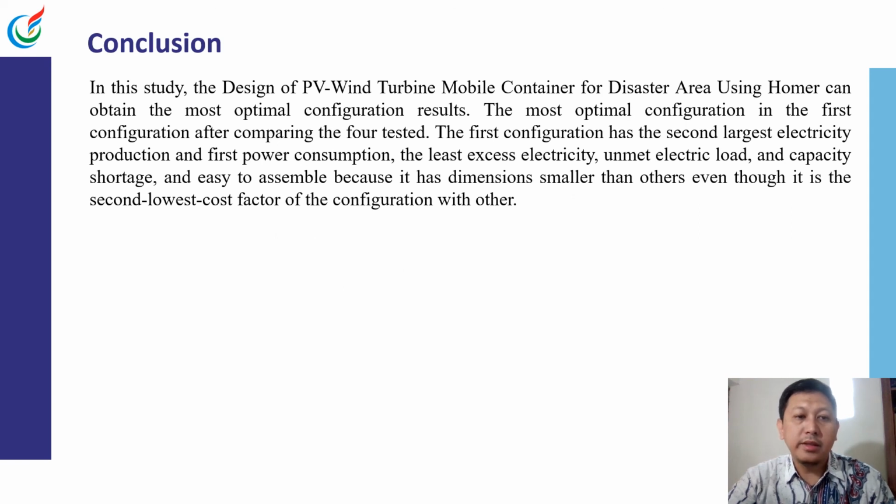The conclusion of the study is that the design of the PV wind turbine mobile container for disaster area using HOMER can obtain the most optimal configuration result. The most optimal configuration is the first configuration, after comparing the four tests. The first configuration has the second largest electricity production and first power consumption, the least excess electricity, unmet electricity load, and capacity shortage, and is easy to assemble because it has smaller dimensions than the others, even though it has the second lowest cost factor compared with the other configurations.